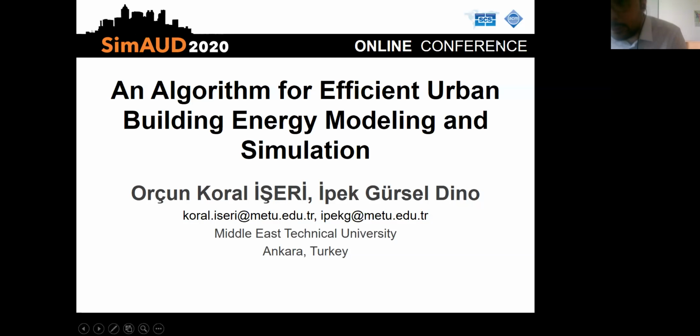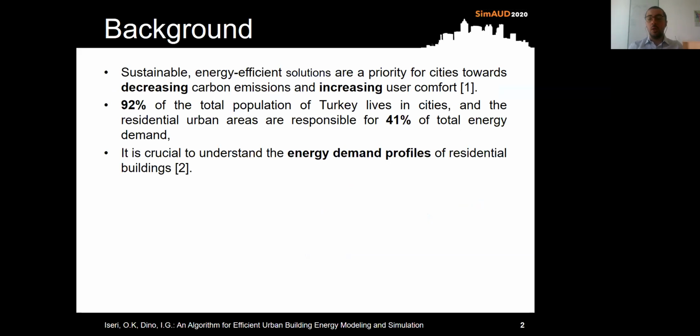Hello everyone. Today I will explain to you the study of an algorithm for efficient urban building energy modeling and simulation. In recent years, energy efficient solutions have become a priority of importance for decreasing carbon emissions and increasing user comfort.